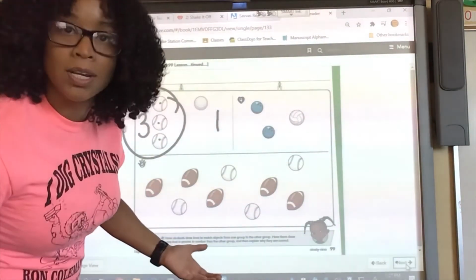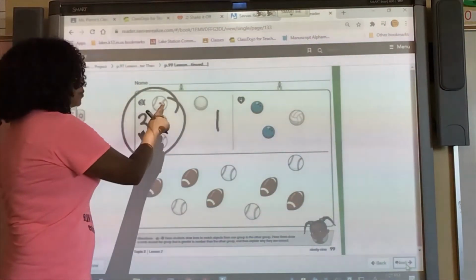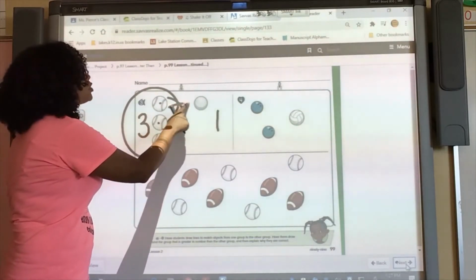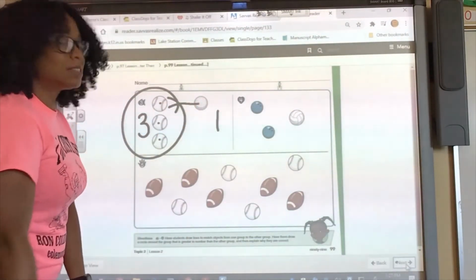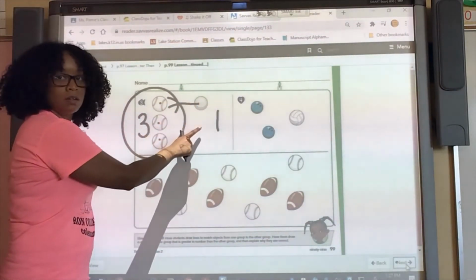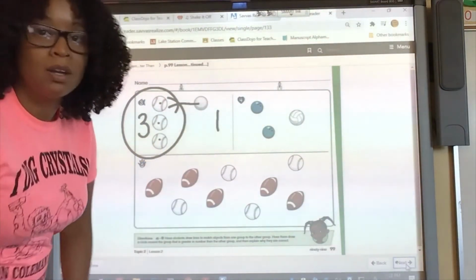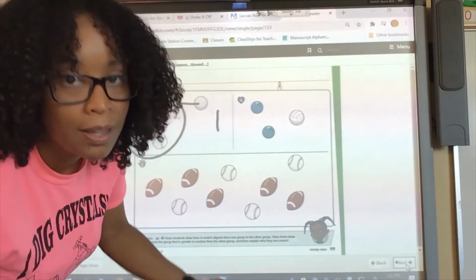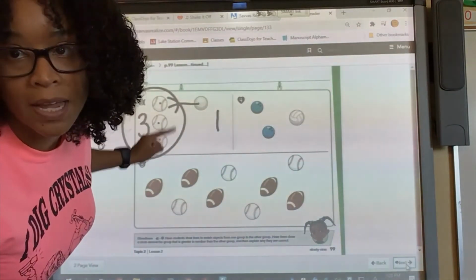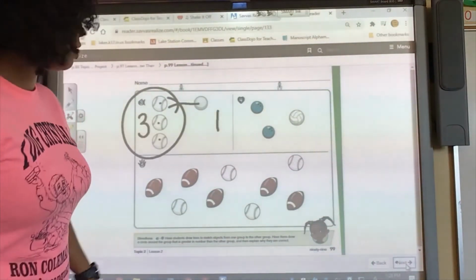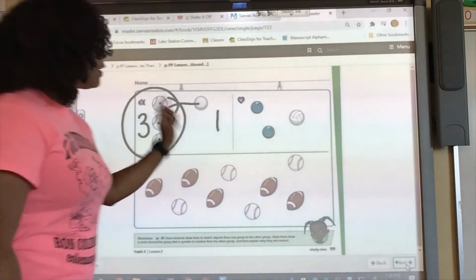Now we can also connect partners. Does this baseball have a partner? It sure does, right there. Does this baseball have a partner? Nope. What about this one? Nope, no partner there. So we now know also again that there are more baseballs than there are golf balls. All right, let's check our next one.